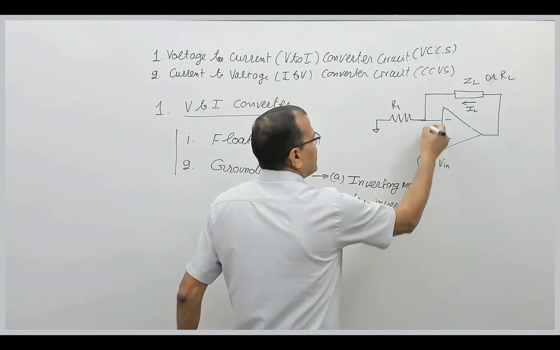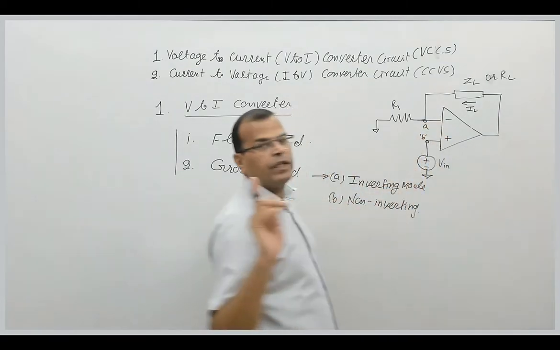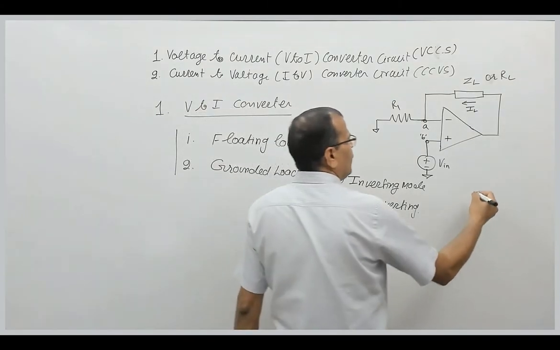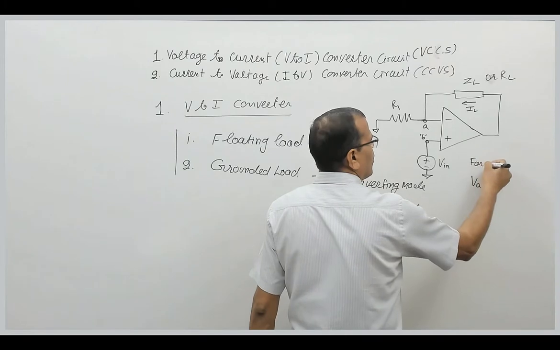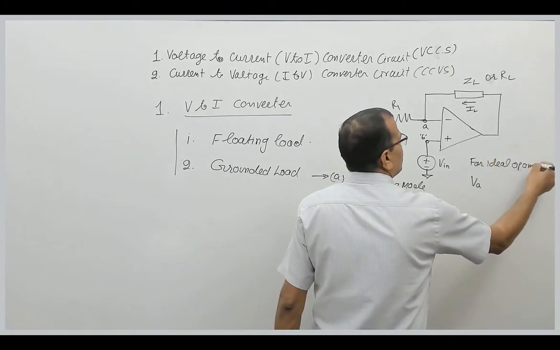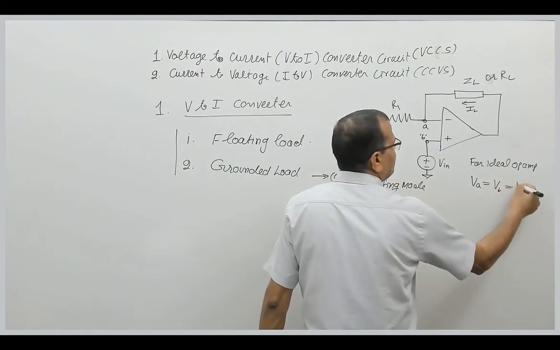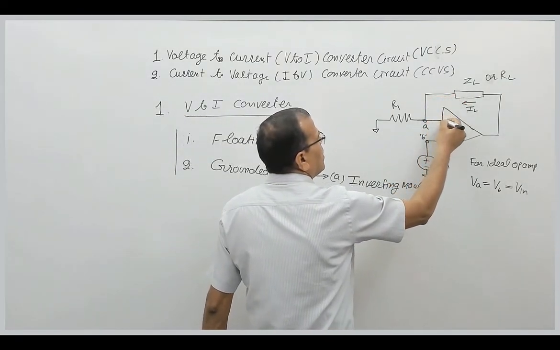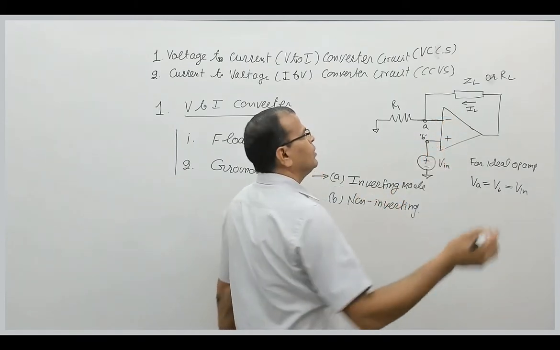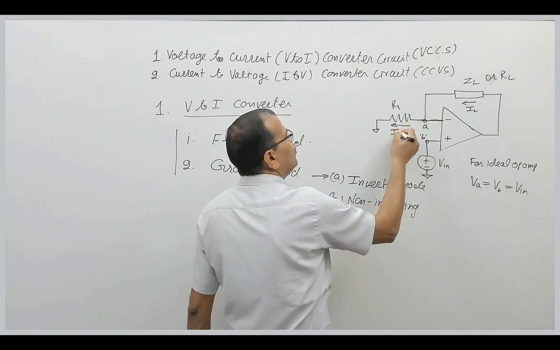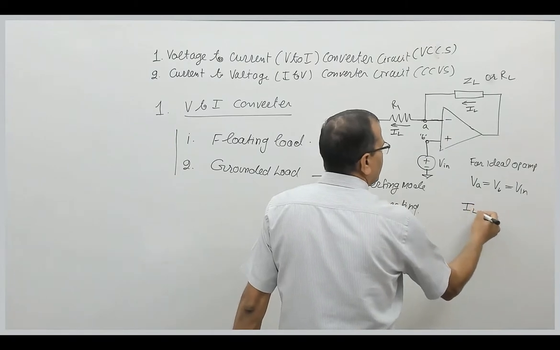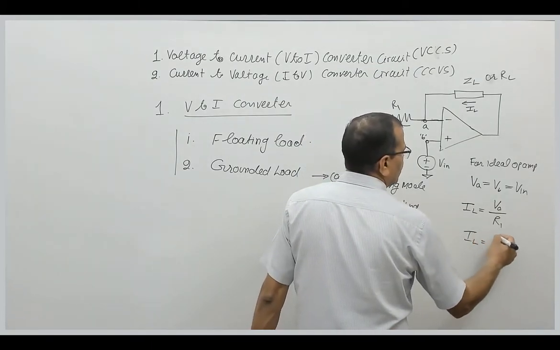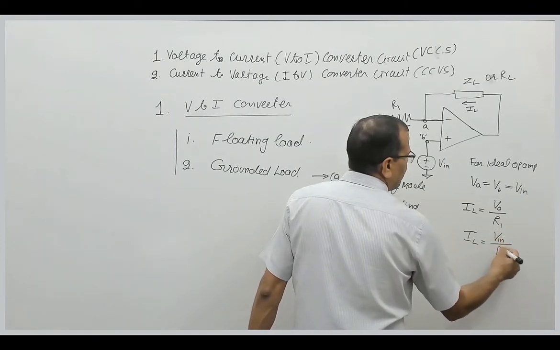Now voltage at node A is definitely the voltage at node B in case of negative feedback ideal op-amp circuits. So for an ideal op-amp, voltage at node A is the same as voltage at node B, and that is the input voltage here. For an ideal op-amp, current entering the inverting and non-inverting terminals is always zero. So this load current will be flowing through R1 as well. So the load current IL is equal to VA upon R1, and VA is the same as the input voltage, so IL is equal to Vin upon R1.